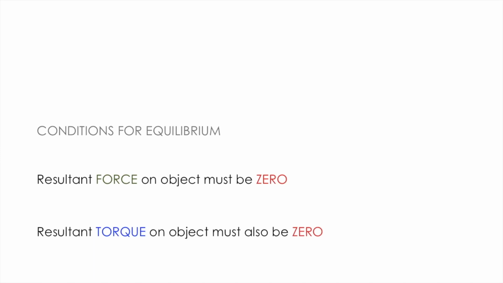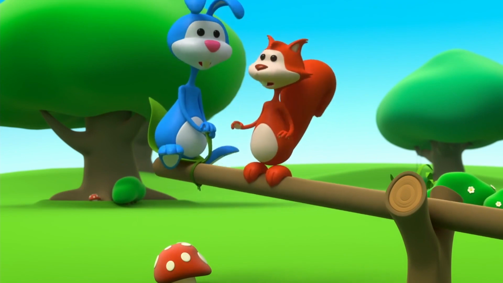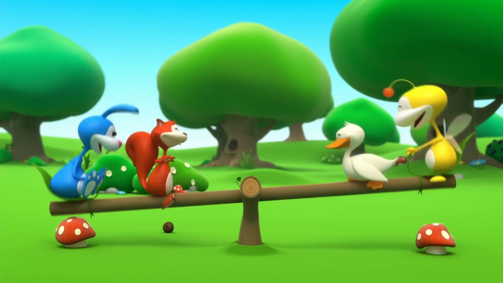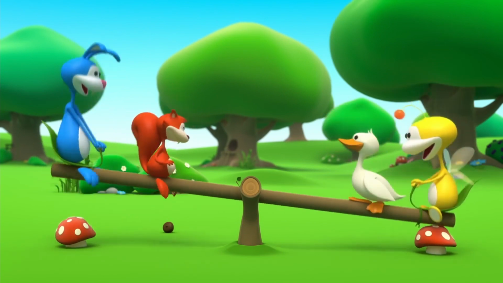So what we can say is that for an object to be in equilibrium, the resultant force on the object must be 0, and the resultant torque on the object must also be 0. So the next time you want to balance a seesaw, you know exactly what to do.